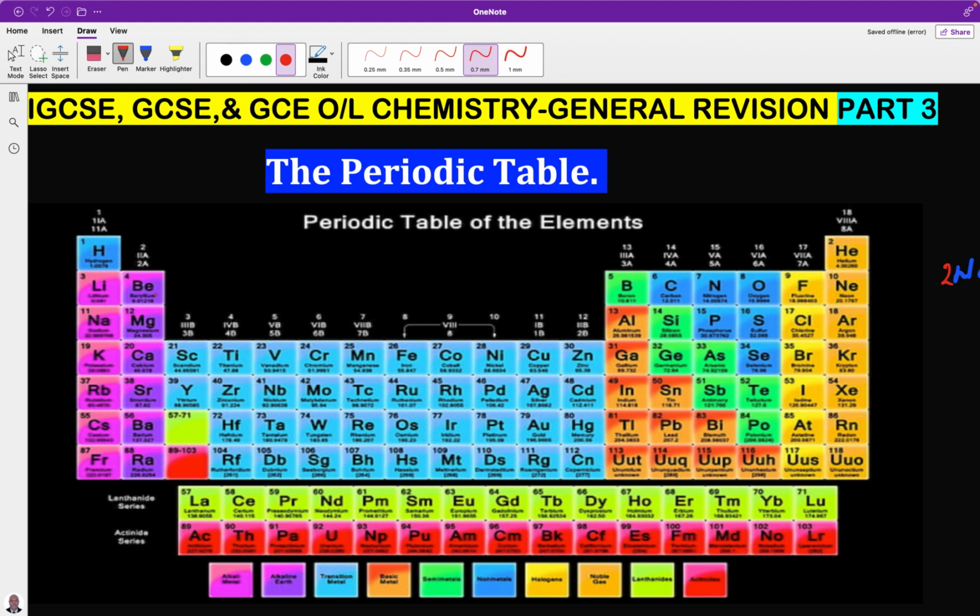So we go now to the halogens. The halogens are the group 17 or group 7 elements. That is fluorine, chlorine, bromine, iodine, right down. These are what we call the halogens, the group 7 or group 17 elements.